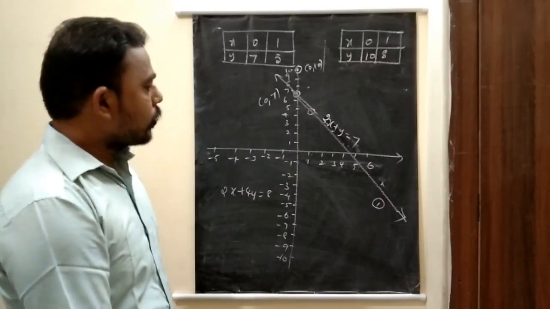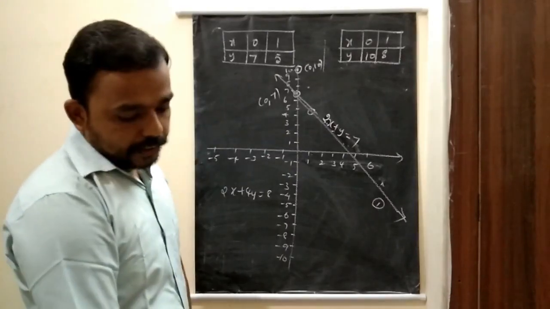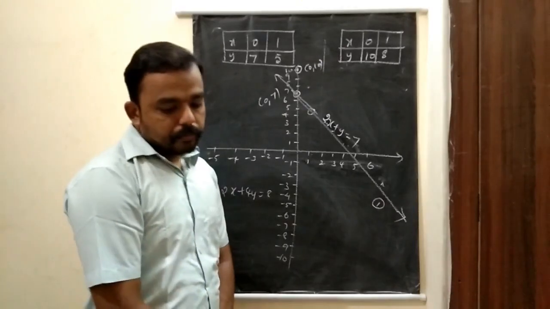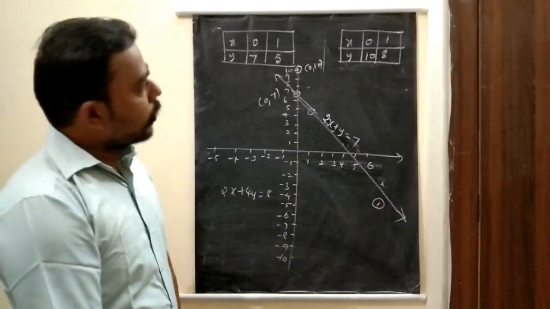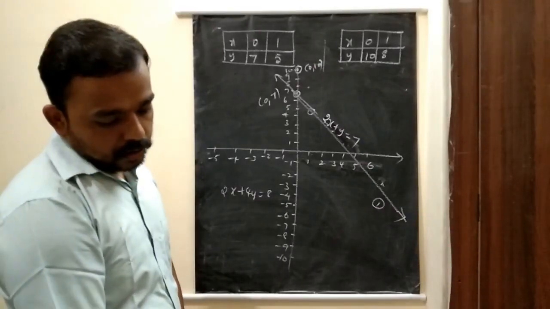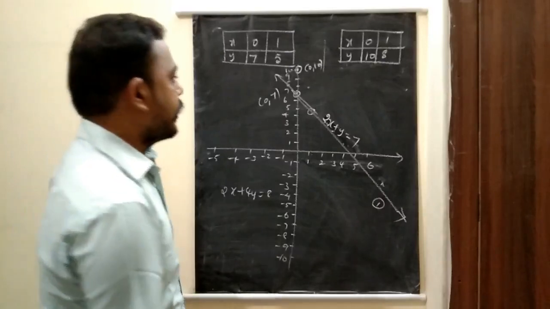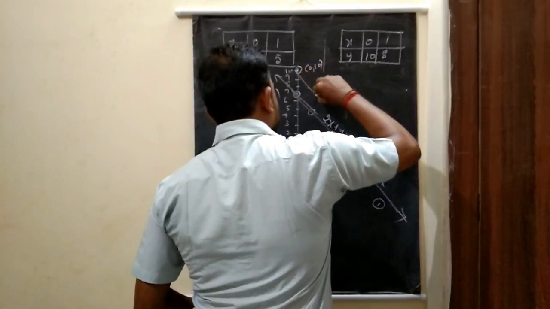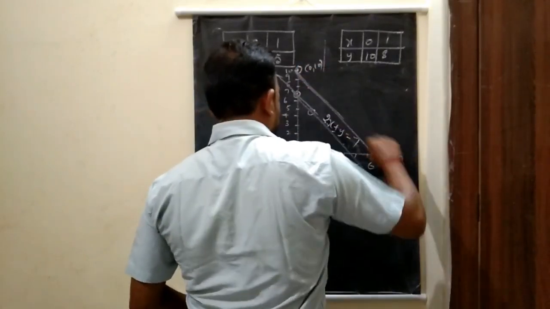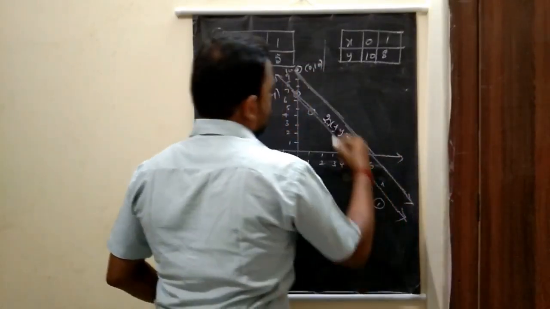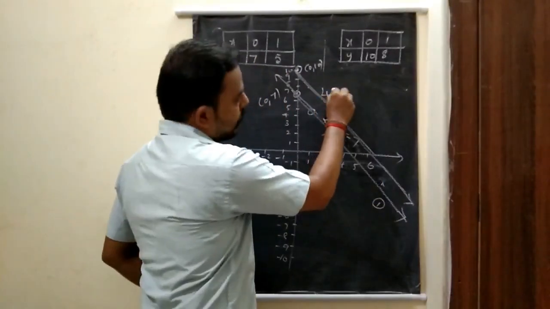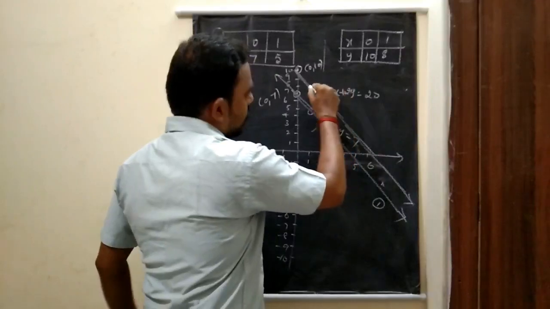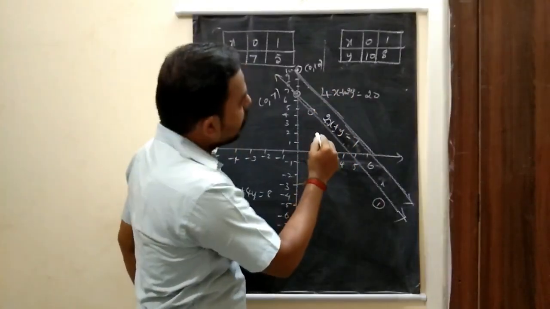4x plus 2y equal to 20. For that x value 0, y value 10, and next one x value 1, y value 8. So here this is the situation. So actually this is 4x plus 2y equal to 20, because x value 1, y value 8.